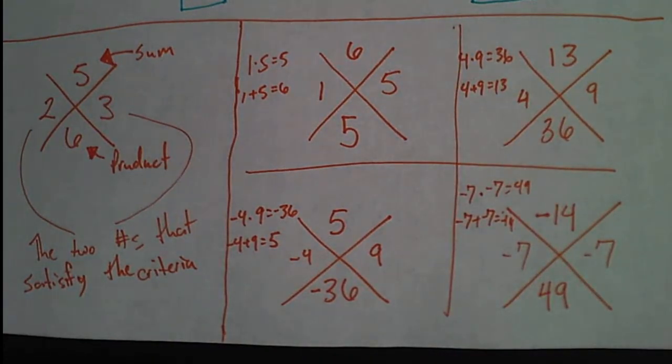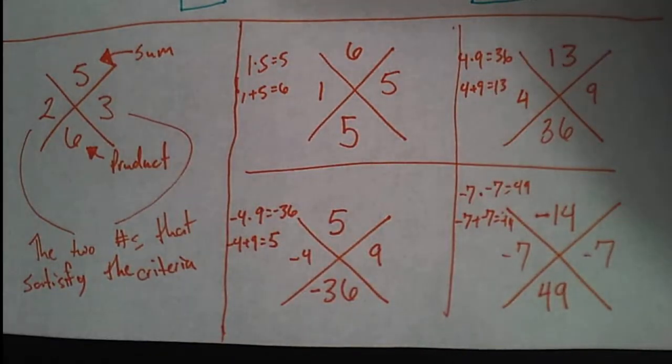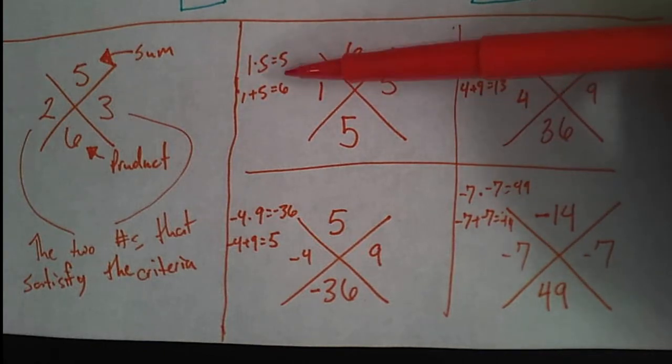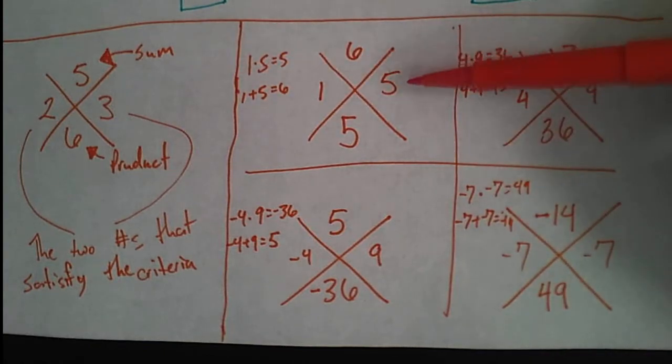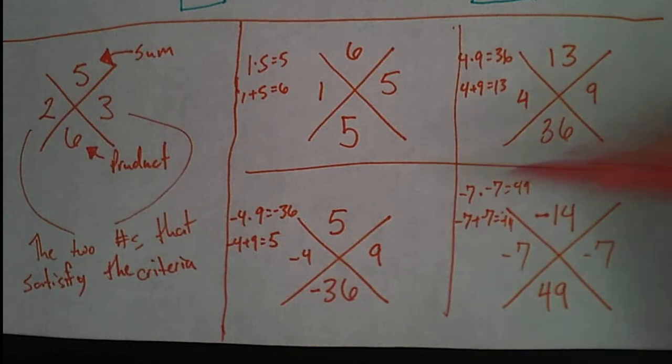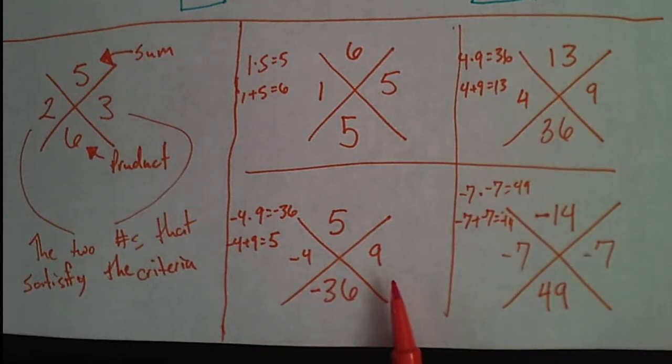So if you're just joining back, you can see that we put the answers in and checked our work, to show that those numbers work. We have 1 and 5 for the first, 4 and 9 for the second, negative 4 and 9 for the third, and negative 7 and negative 7 for the fourth. So these are some that you can practice.